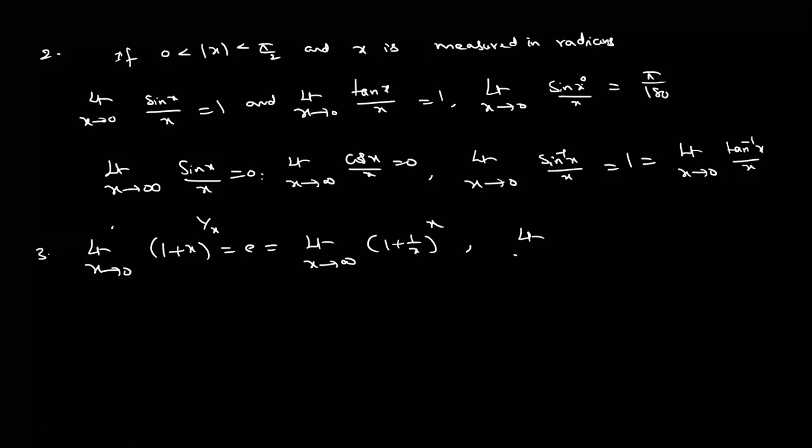Limit x tends to 0, (1 plus ax) whole power 1 by x is equal to e power a. Limit x tends to infinity, (1 plus a by x) whole power x is equal to e power a.